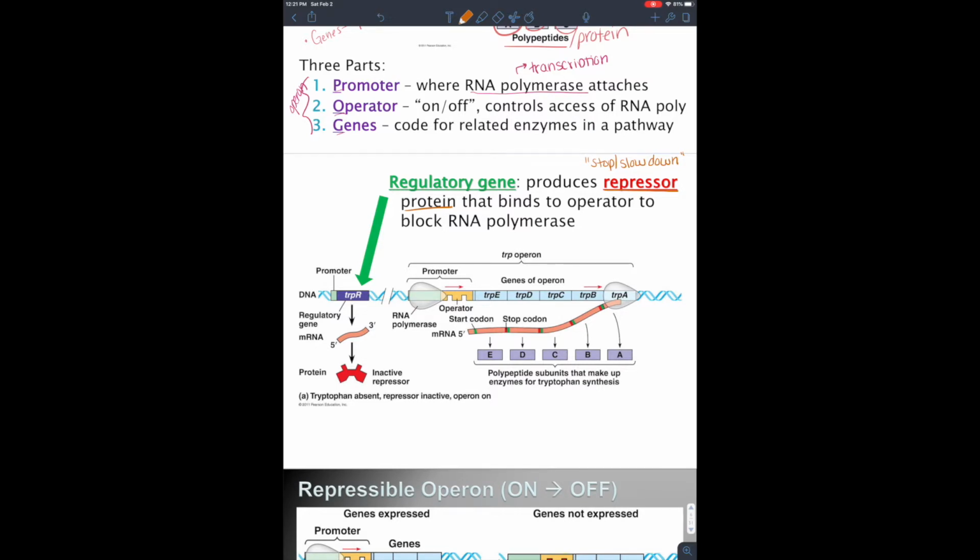Remember, genes turn into proteins. They are not the same thing. A gene is a segment of DNA that codes for the protein. So we're going to produce a repressor protein that's going to bind to the operator to block RNA polymerase. So RNA polymerase is just having a great time. It's headed down the operon, and then it comes into contact with the operator. When it does that, it's going to be blocked. That repressor blocks it. It's going to block RNA polymerase. It can't keep reading that gene. It's going to fall off.